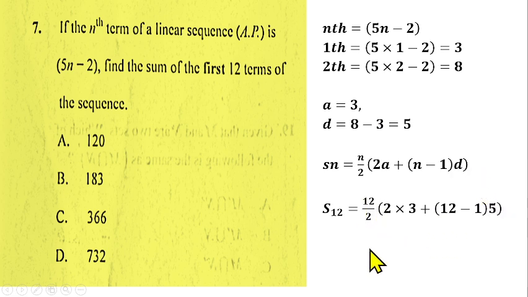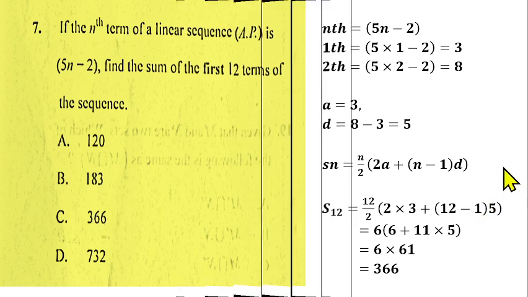So 12 divided by 2 will give us 6. You have 6 into 2 times 3 is 6, plus 12 minus 1 is 11 times 5. If you simplify the bracket, 11 times 5 gives us 55, plus 6, that gives us 61. So 61 times 6 will give us 366. So the sum of the 12 terms gives us 366, which is option C for question number 7.